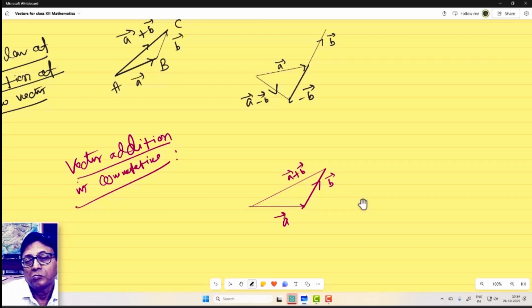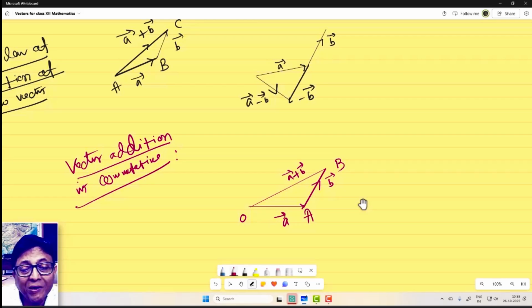Now we draw vectors parallel to A and B. First we draw a vector parallel to B, from this point. This is OAB. Now we draw two vectors which are parallel to A and B. From here first B. These two vectors are parallel and equal. So if this one is B, this is going to be B. This one is A, this is going to be A.